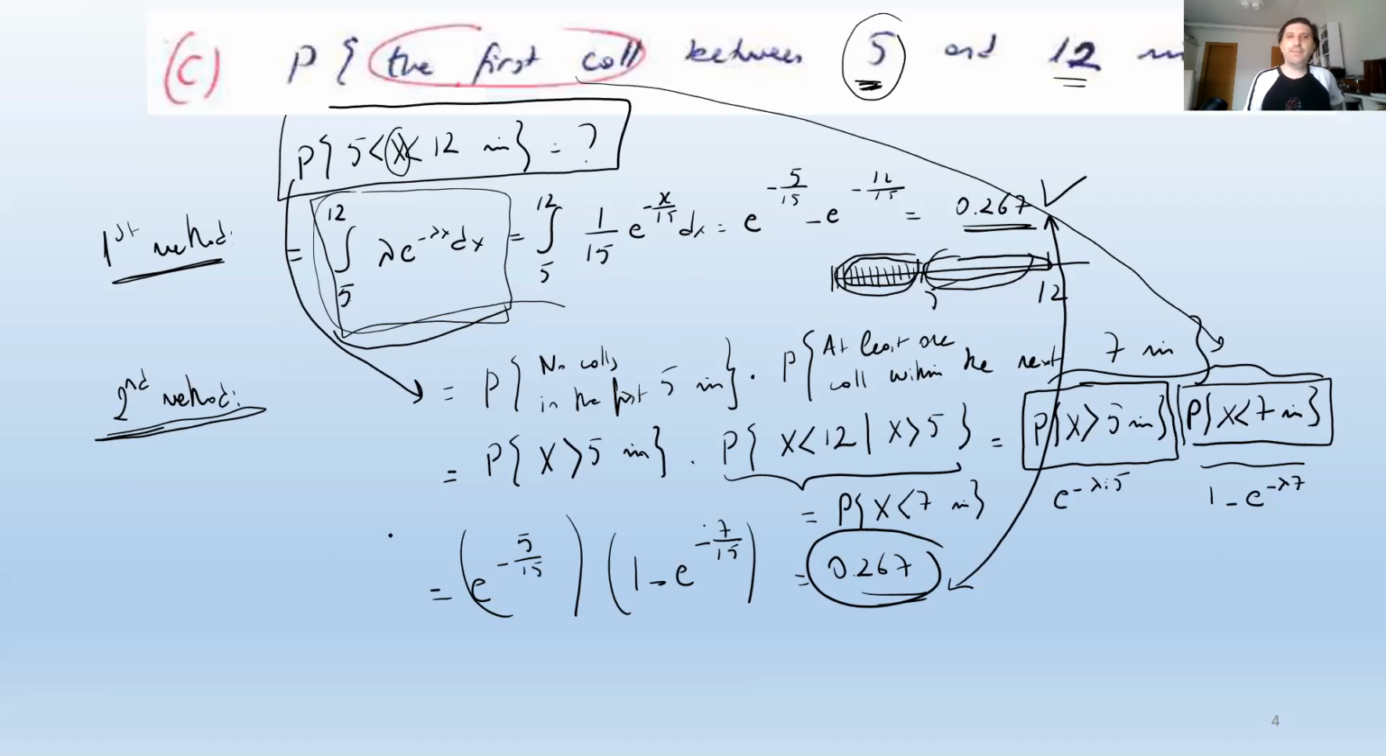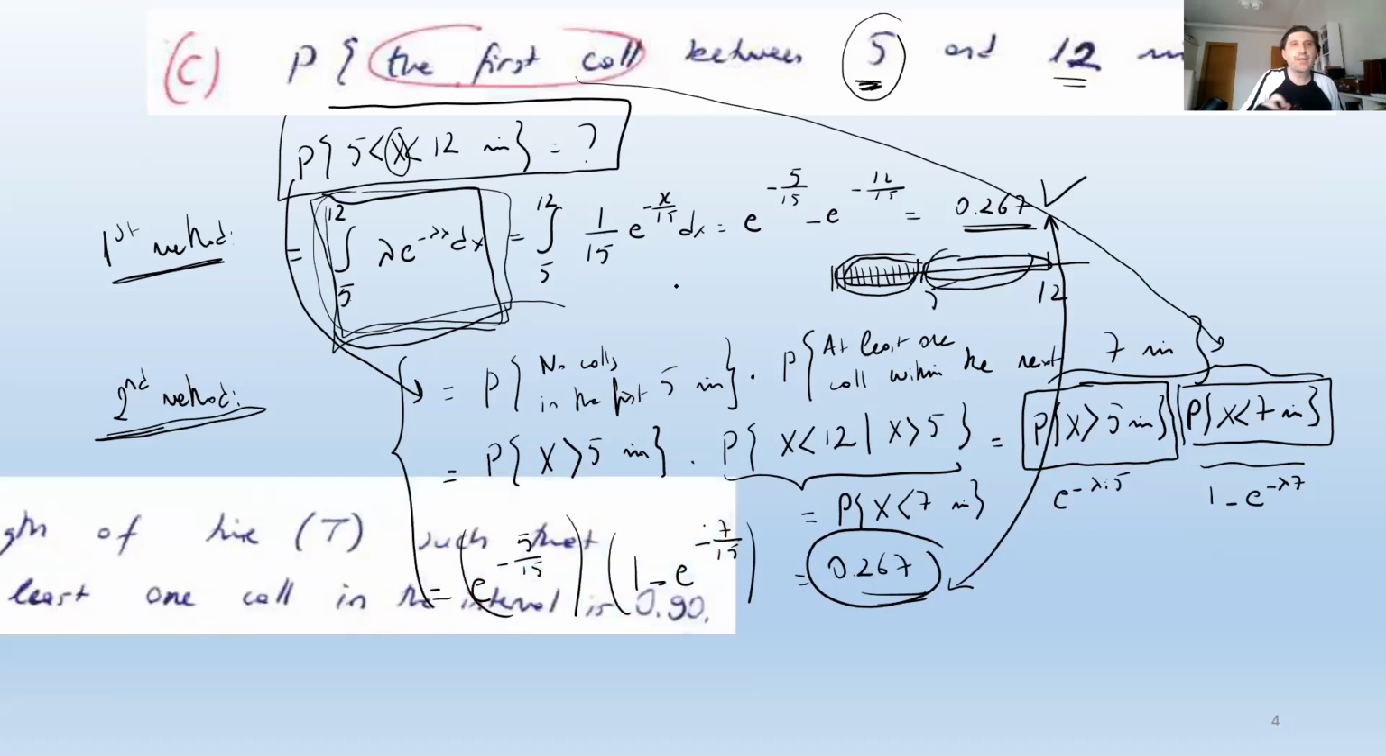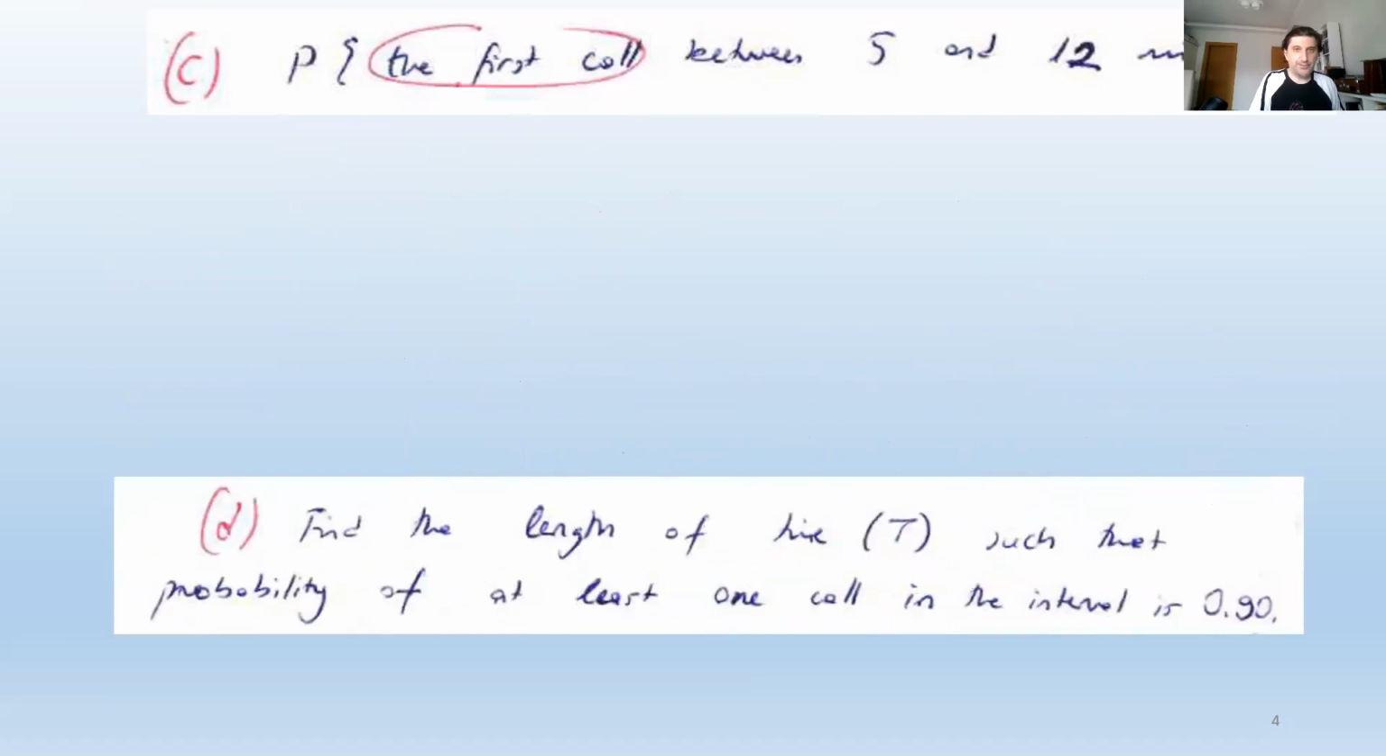As I said, this second method maybe seems a little bit complicated, but you should understand this method because solving using this integral is going to be valid only for a small number of questions. This method, using only integration between two limits, is going to correspond to a single type of question. You don't have that much flexibility. All right. I should get rid of these. Find the length of time such that the probability of at least one call in the interval is 0.19. So that's a different question.